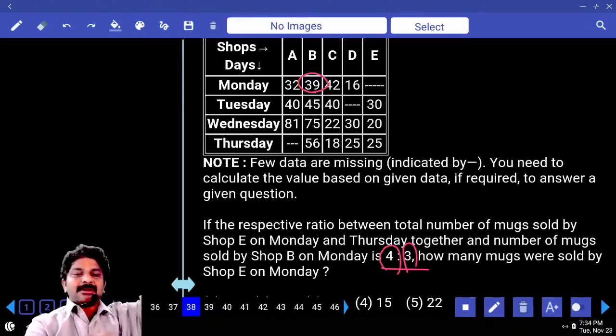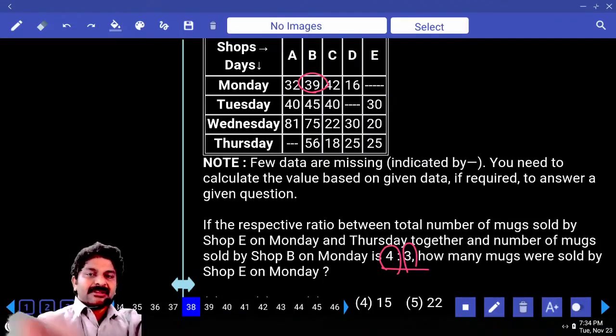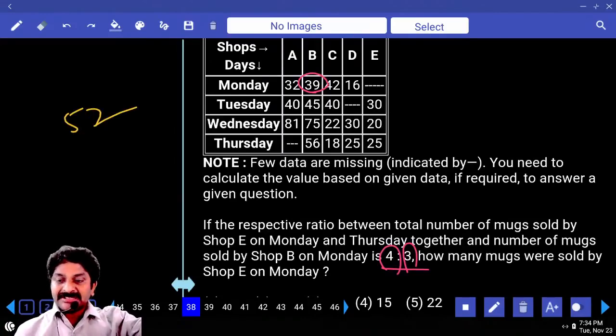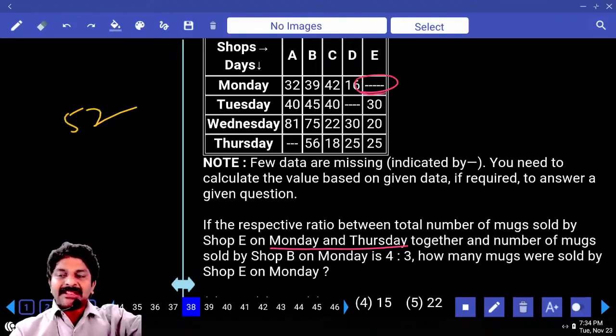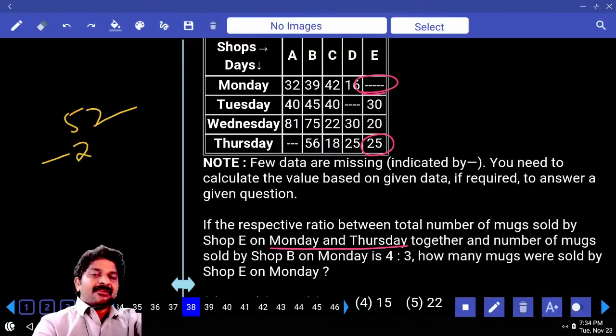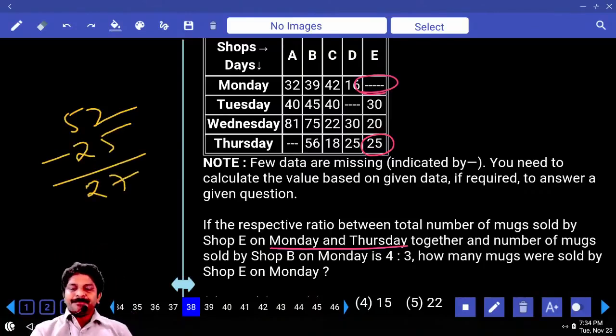4 parts is 4 times 13, that is 52. Now that 52 is mugs sold by shop E on Monday and Thursday together. Thursday we already have 25. If you subtract that, you get 27, which is on Monday only.